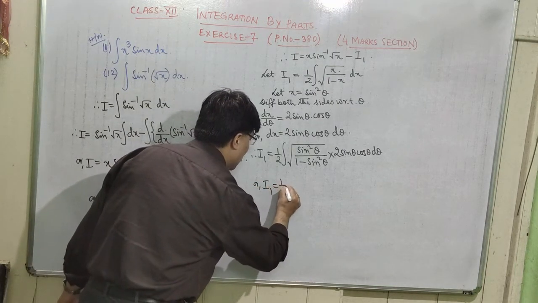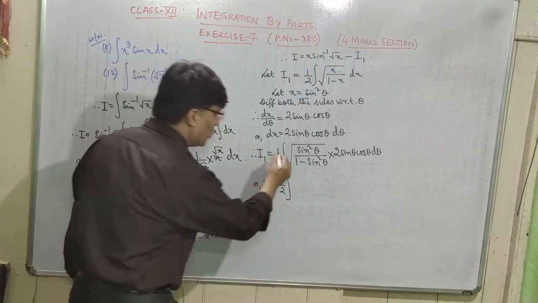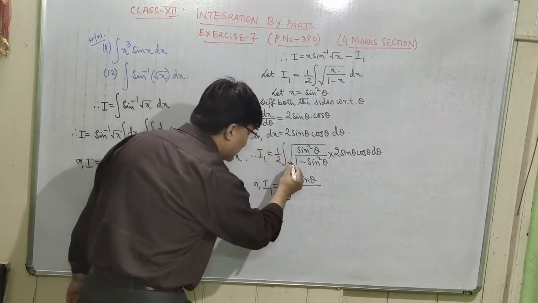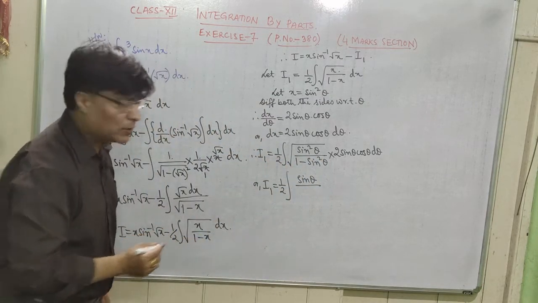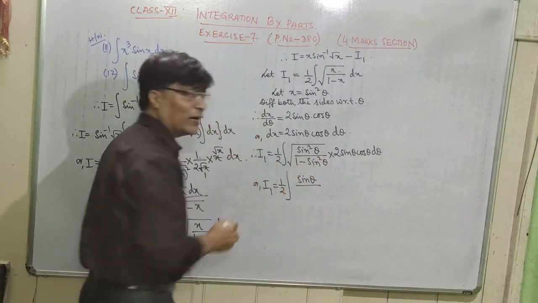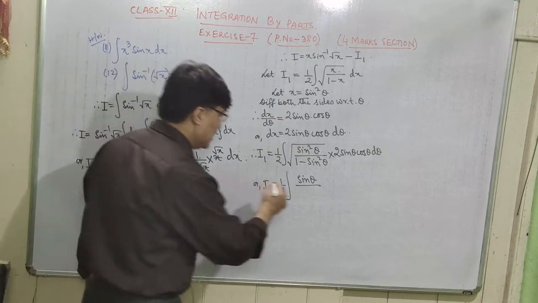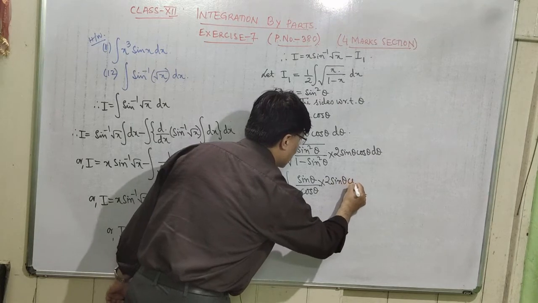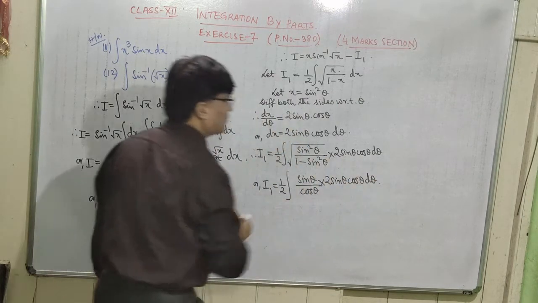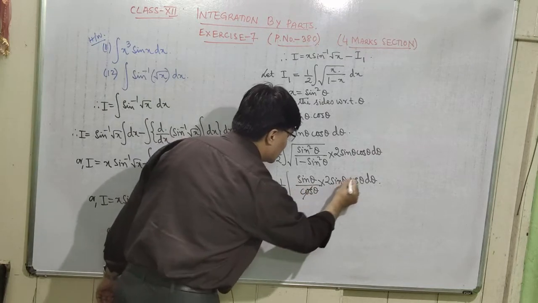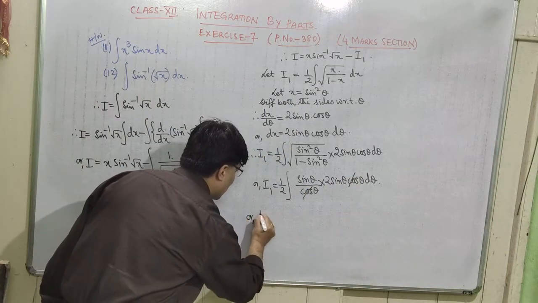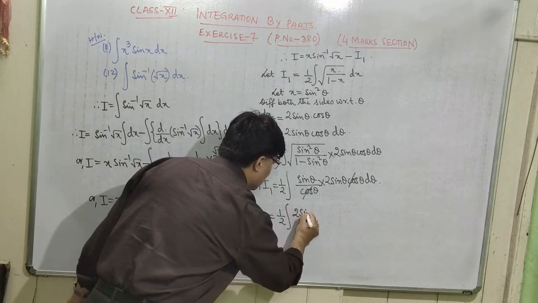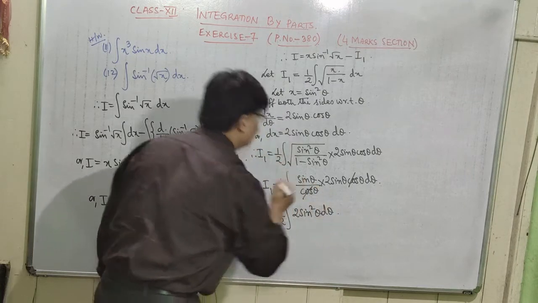So I1 is equal to half integration of, what is the square root of sine square theta? That is your sine theta divided by, again this is square root of 1 minus sine square theta. So in the denominator also there is square root of 1 minus sine square theta. What is the formula? It is cos theta. So into 2 sine theta cos theta d theta. Clear? So here you can cancel this cos theta, or I1 is equal to half integration of 2 sine square theta d theta.